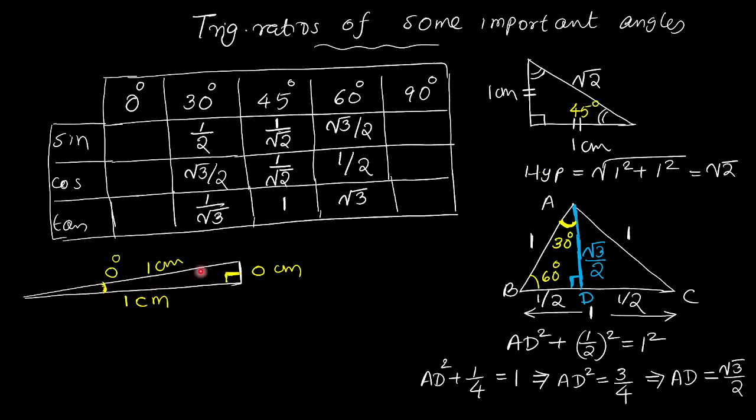Sine 0 will be opposite side by hypotenuse. 0 by 1. Not writing the steps, proof is not required. Understand the theory. Sine 0 will be opposite by hypotenuse, 0 by 1, which will be 0.